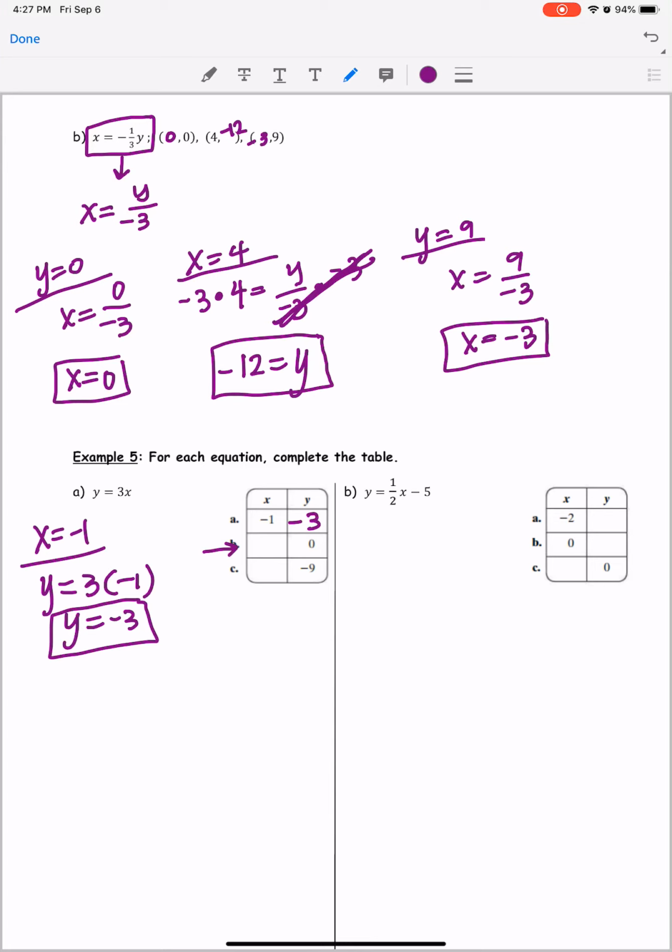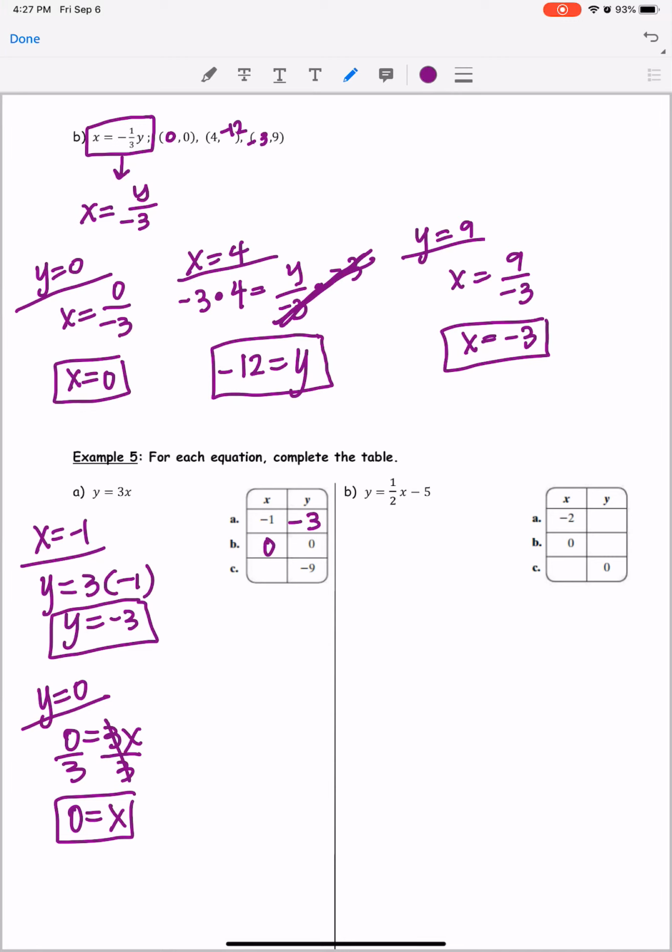Okay, move on to part B. Now they're telling you y is 0, so solve for x. So when y is 0, we get 0 here. 0 equals 3x. Solve for x. So this is 3 times x. The opposite of that is to divide. That cancels there. 0 divided by anything is 0, so we get 0 equals x.